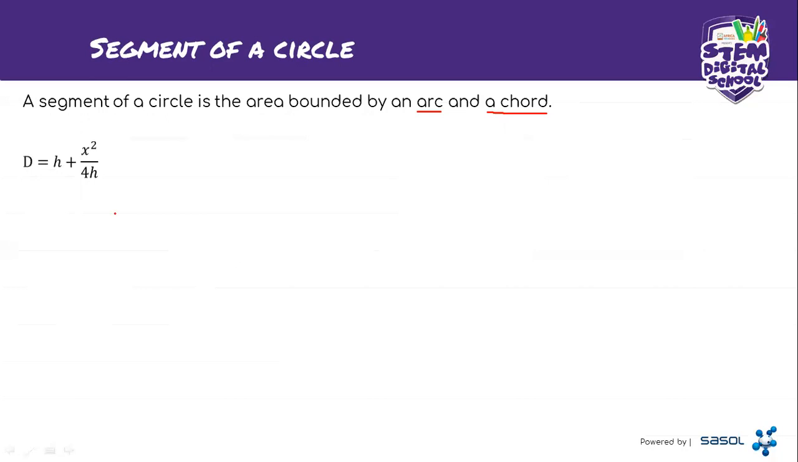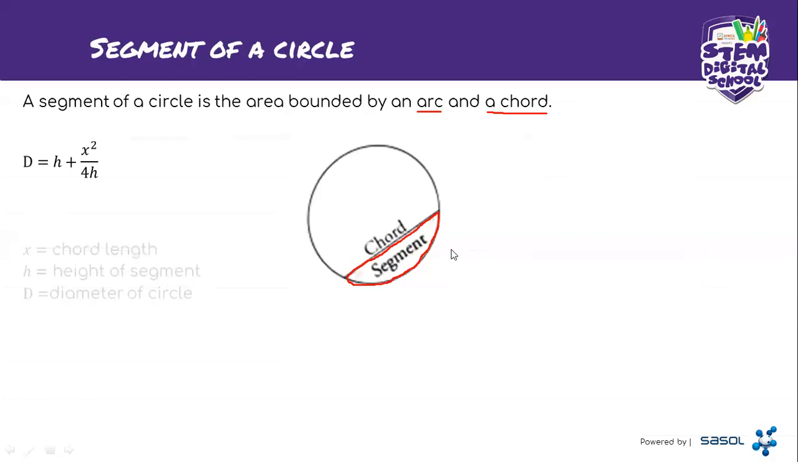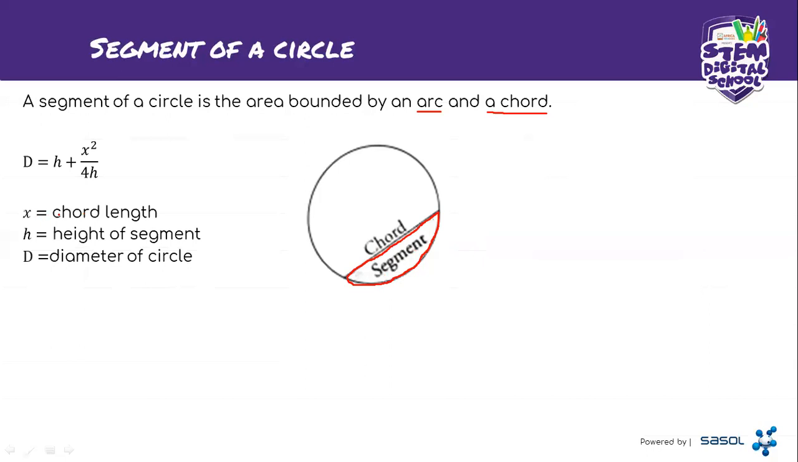All right, now this is the formula that we're going to use to calculate, for instance, D. They say D is the diameter, H is the height. Now, this is the picture. You can see that we're having a chord there. This is a chord, and then this is an arc. So this forms what? A segment, right? It's a segment.